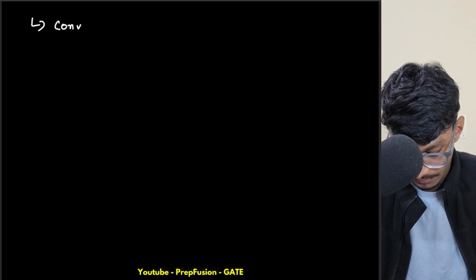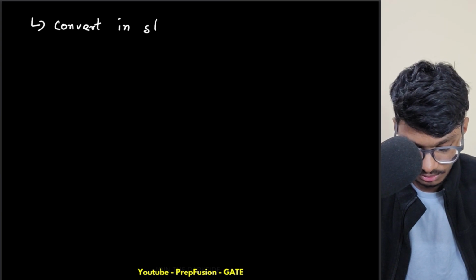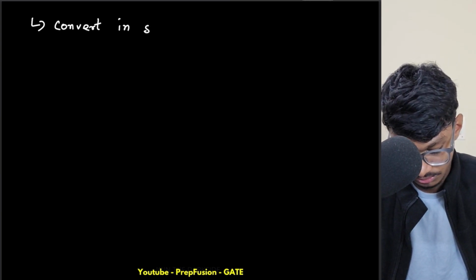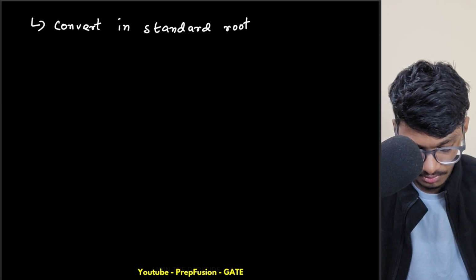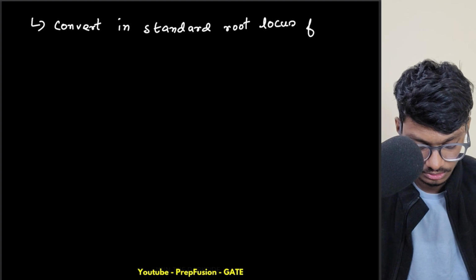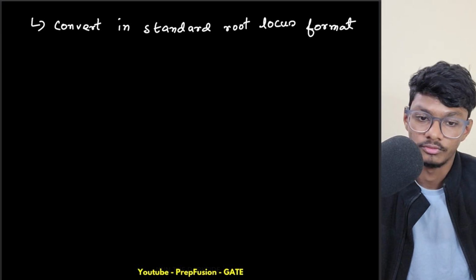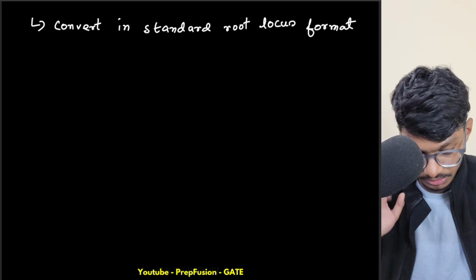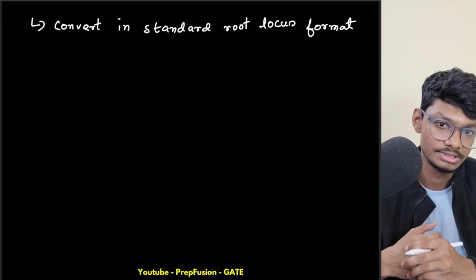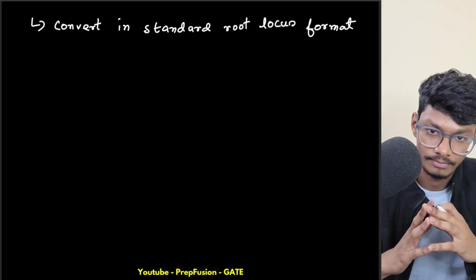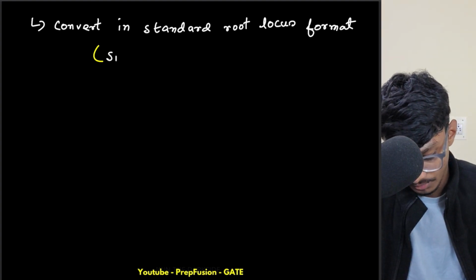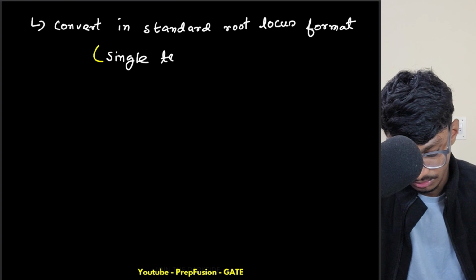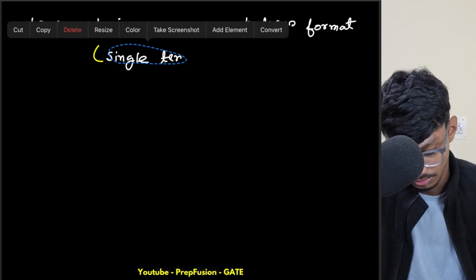So first, convert in standard root locus format. How to convert it? Basically, you have to take common k. Like I will show you. Single term. Let me use the color.